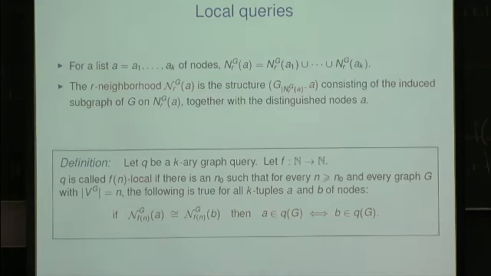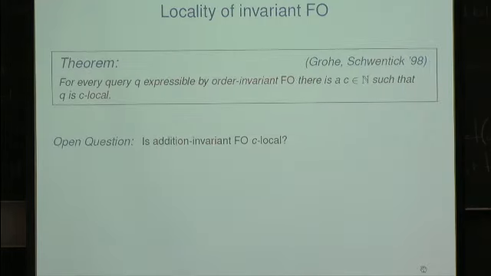Now, what is known for this notion of f of n locality? There is a theorem by Martin Grohe and Thomas Schwentick, and they showed that whenever you have a query that can be expressed by order-invariant first-order logic, then there is some constant c, depending on the query, such that the query is c-local. And c-local in the sense that Stephan already considered: whenever you have two tuples and their c-neighborhoods are isomorphic, then these two tuples are not distinguished by the query.